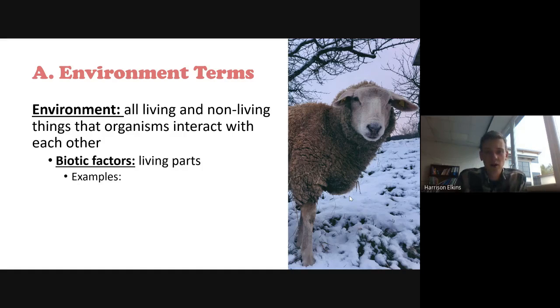Okay, so the first one is biotic factors. Okay, when you think bio, then just think living things. Like biology is the study of living things. So biotic factors are the biotic parts of an ecosystem.